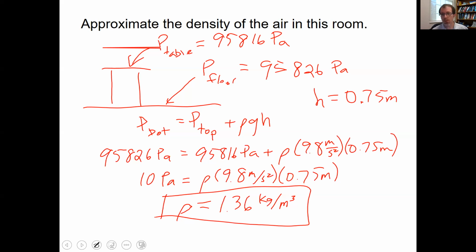I think this is kind of cool that we can actually figure out the density of air just from an app on a cell phone and a meter stick. All right, that does it for this one.